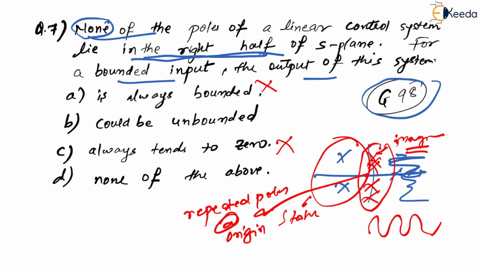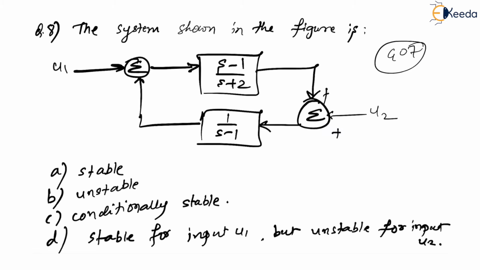Repeated poles at origin. Whenever we have repeated poles at origin, our system becomes unstable. That is the reason it could be unbounded. The answer is option B, that it could be unbounded. That is option B. Correct? Now, let us see one more.